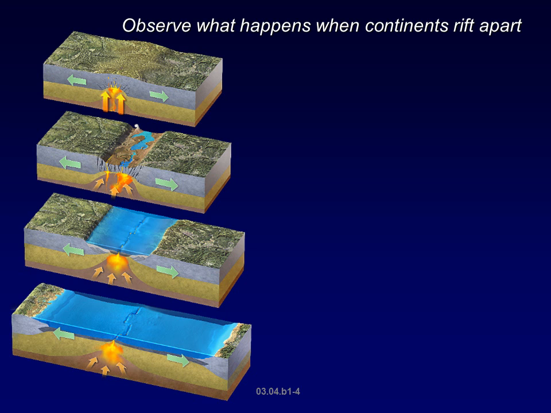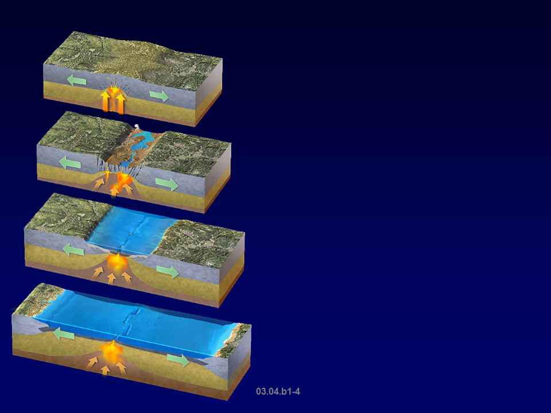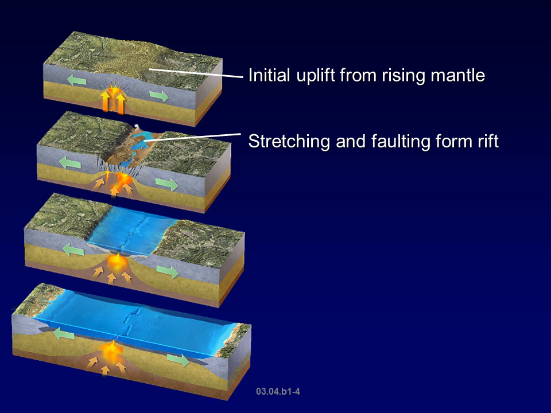So the very first image, we're looking at just the continental plate, and it's starting to pull apart. You can see the arrows there moving away from one another, and as that happens, the asthenosphere is rising up. As that happens, the surface bulges. We get initial uplift from the rising mantle. In the next image, as they continue to pull apart, now we have stretching and faulting that form a rift. In between, this is the rift.